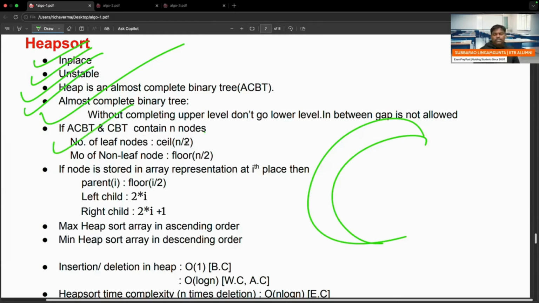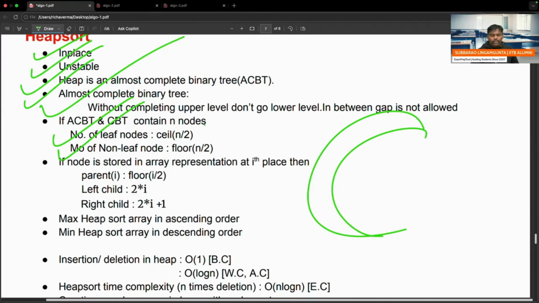Just take one example and check. One more thing: the number of non-leaf nodes is, one is the ceiling, the other is the floor. You check simply in the ACBT or CBT: half the nodes are leaf, half are non-leaf. If a fraction comes, the ceiling is going to be the leaf nodes, and the next one is going to be the non-leaf nodes, the floor. Take one example and check. You will get the clarity.